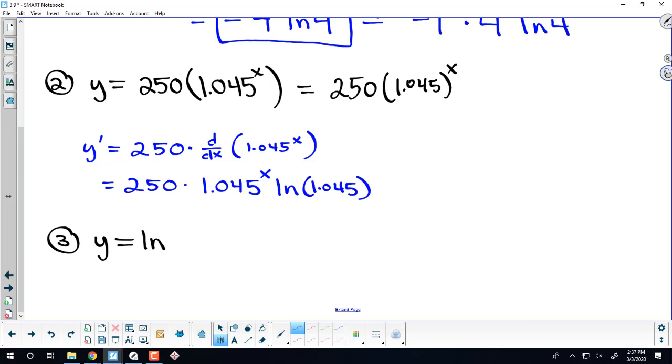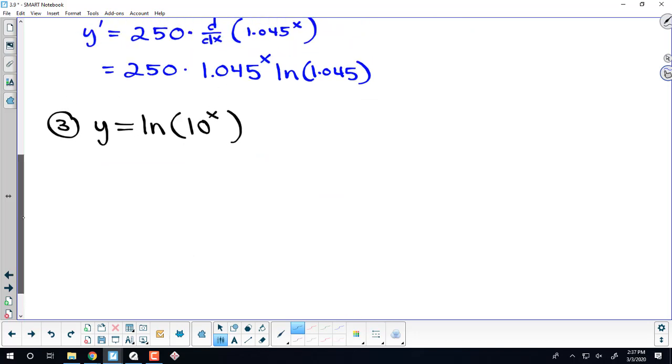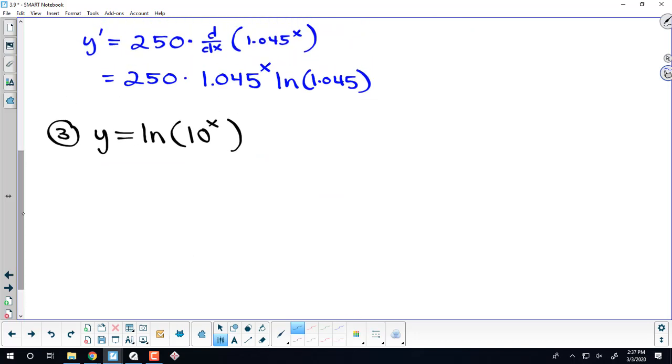Example 3, y is the natural log of 10 to the x. So how are we going to take the derivative here? Wouldn't it be 1 over 10 to the x times the derivative of 10 to the x? Yeah. So our outer function is natural log, so we're taking the natural log of 10 to the x. So the derivative of the natural log of a function is 1 over the argument times the derivative of the argument.